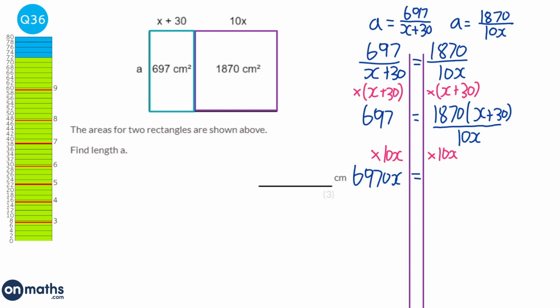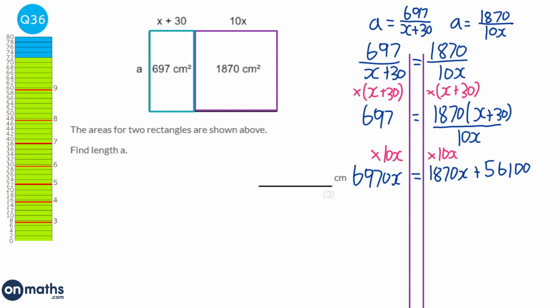And it won't actually do anything to the right hand side, but I am going to expand the top, the numerator. It just gets rid of the denominator. So let's expand while I'm here. So that would be 1870x plus, was it 56,100? I believe that's right. Yep. Okay, so now we've got x's on both sides.